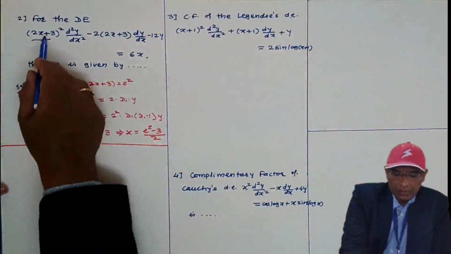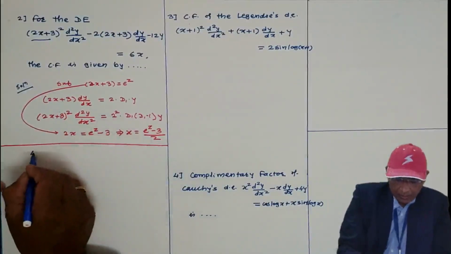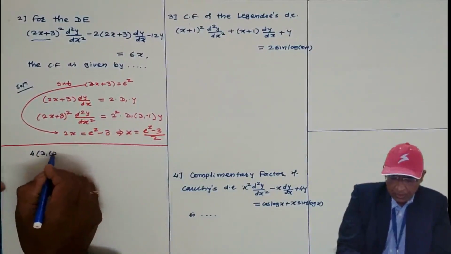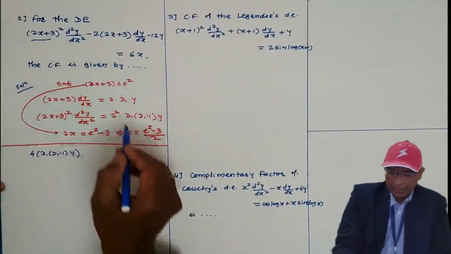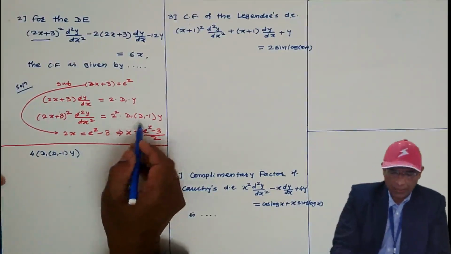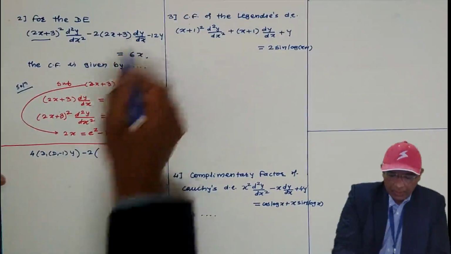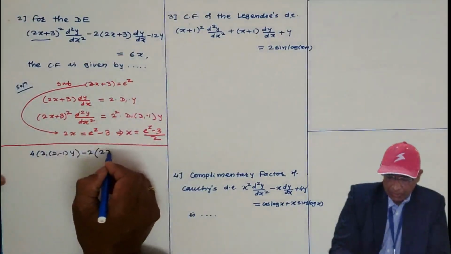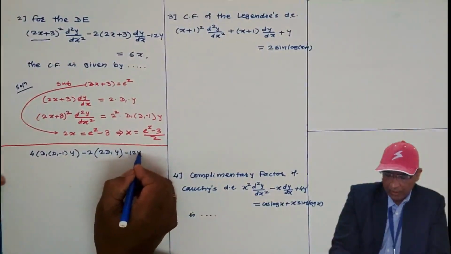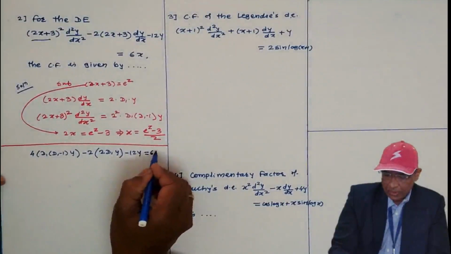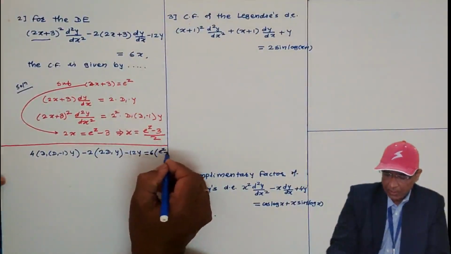Now this differential equation I am going to transform into a linear differential equation with constant coefficients. What to do? The first term is replaced by 4 times D1 (D1 minus 1) y. Minus (2x plus 3) dy by dx is replaced by 2 times D1 y, minus 12y equals 6 times x. x is (e power z minus 3) by 2.